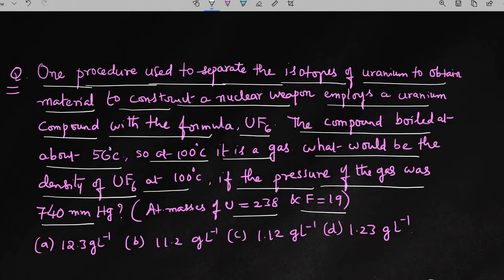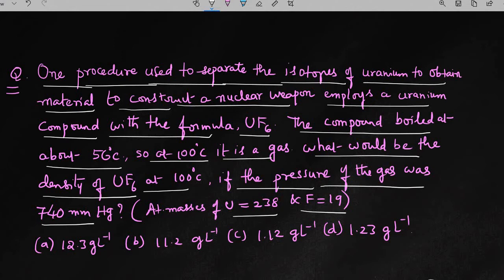So here, at 100 degrees Celsius they are telling it is a gas. So using the gas formula PV equals nRT, we can find the volume of it. Using the atomic masses 238 and 19, we find the molar mass of 1 mole of gas, and the R value we substitute is 0.0821.